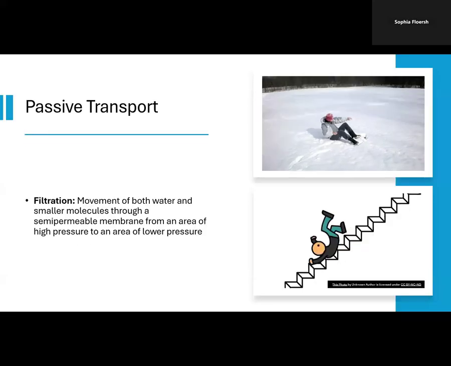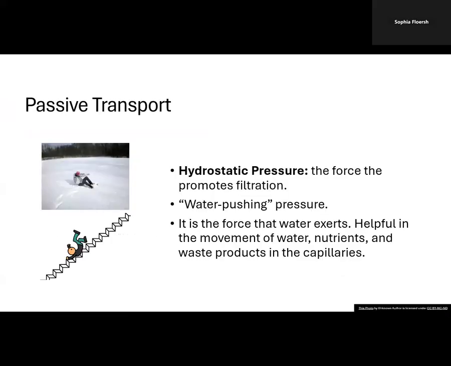Filtration: movement of both water and smaller molecules through a semi-permeable membrane from an area of high pressure to an area of low pressure. Hydrostatic pressure is the force that promotes filtration. The way I remember this one is water pushing force, because you've got hydro, like water. So this is the water pushing pressure. It is a force that water exerts, helpful in the movement of water, nutrients, and waste products in the capillaries.